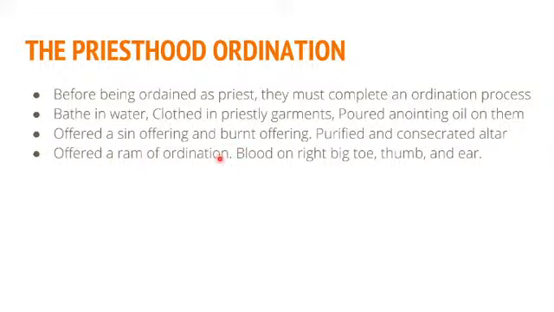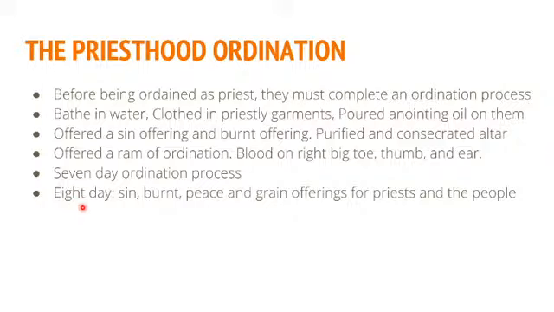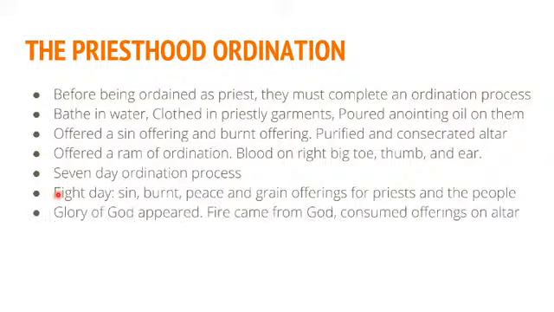So they offer a ram, right, and they'll put blood on their right big toe, their right thumb, and their right ear, which simply meant that these members of mine are going to be used for godly service. That's all that meant. So there was a 7-day ordination process for these priests. They spent 7 days ordaining them. On the 8th day, the priest would offer a sin, a burnt, a peace, and a grain offering, both for the priests and for the people. So in other words, this is where they were ordained for service. They had to engage in that act.